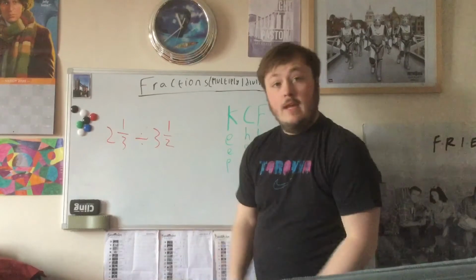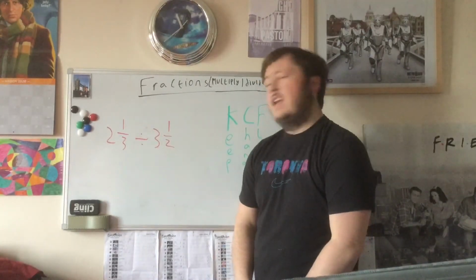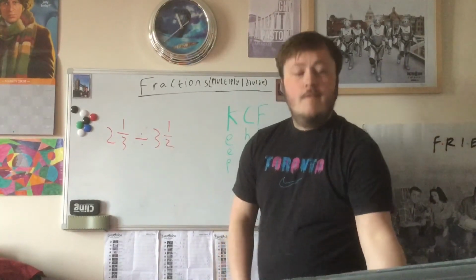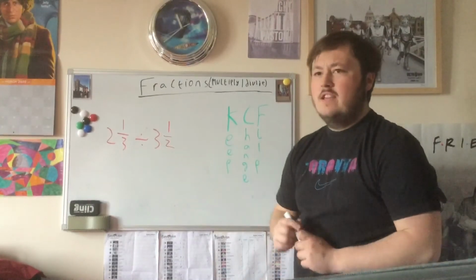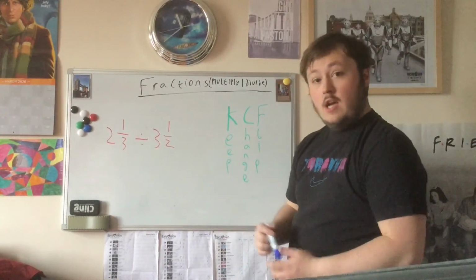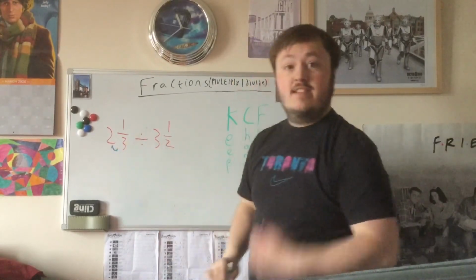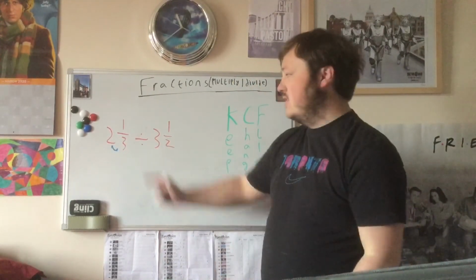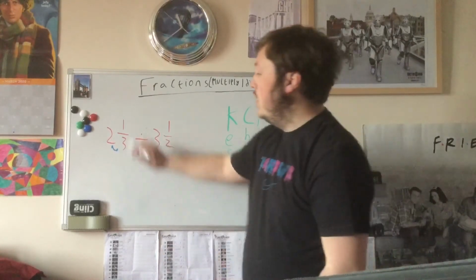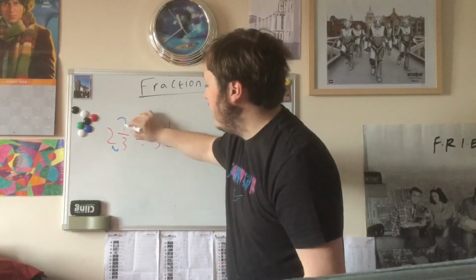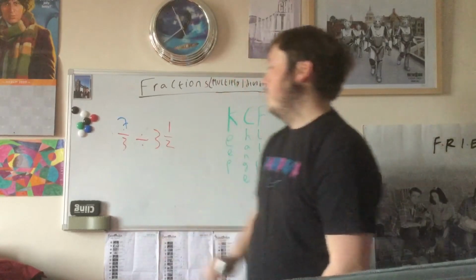So what about a problem like this? 2 1/3 divided by 3 1/2. Firstly, we have to convert both of these into improper fractions. Remember how we did it? What's 2 times 3? That gets us 6. We then put that 6 on top of our numerator, the top number, turning that into a 7. And that gets rid of the 2.